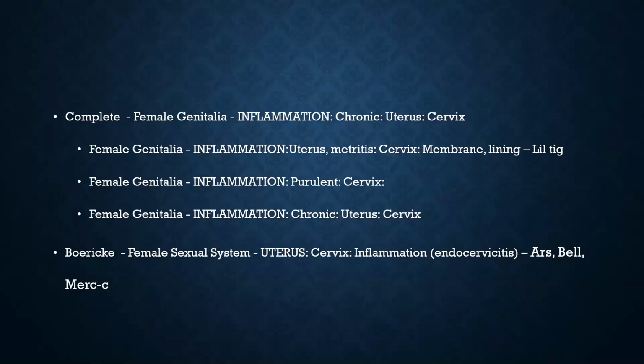In the Boericke repertory, it is clearly mentioned: female sexual system, uterus, cervix, inflammation. Under the bracket, we have endocervicitis, which is a very important rubric. This rubric, apart from the other rubrics which are given in the different repertories, is very important compared to the others.